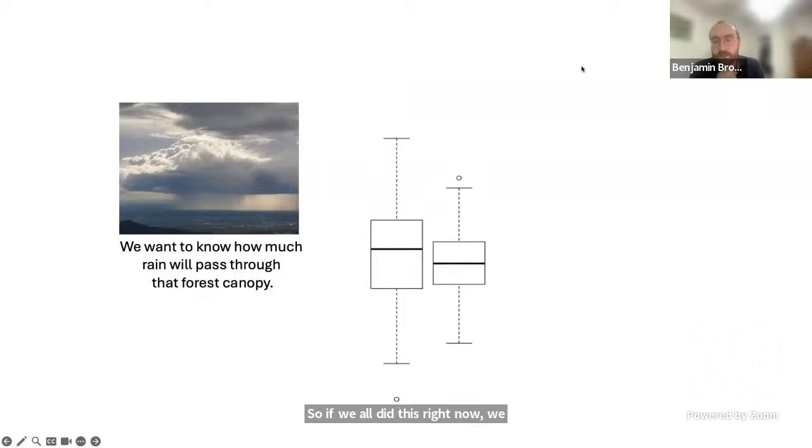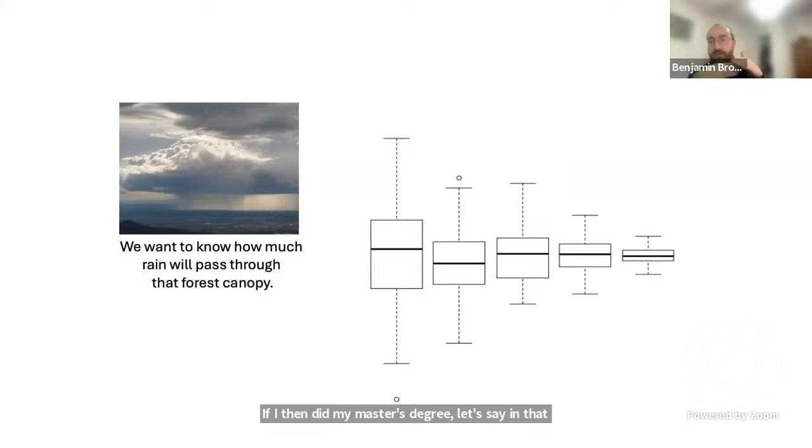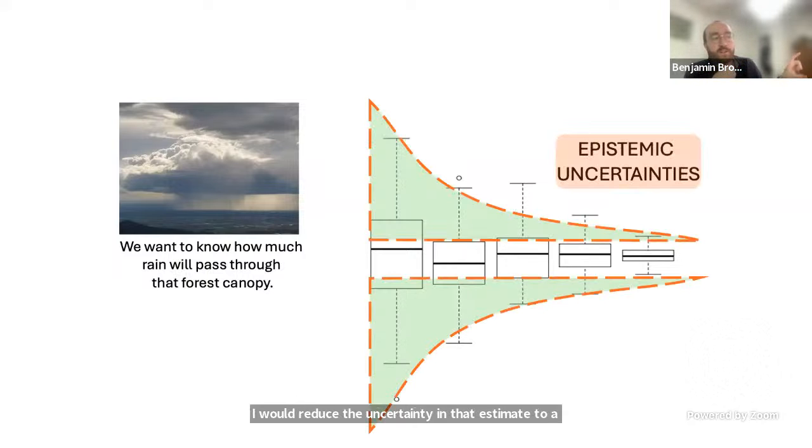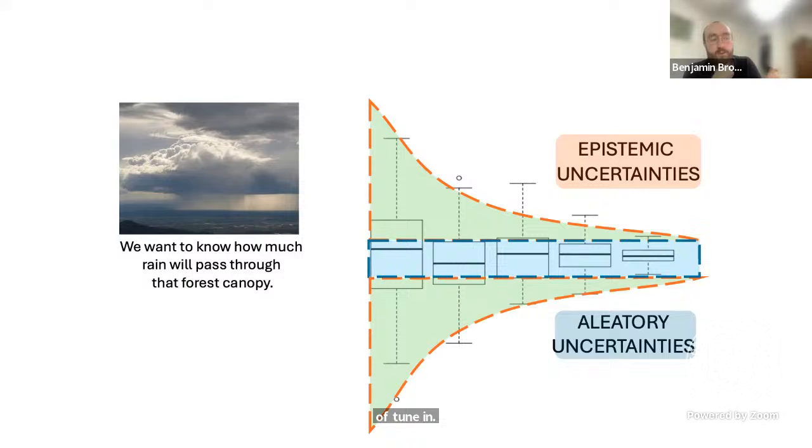If I spent all summer studying this particular forest and gathering all the data that exists, at the end of the summer, I would have a better estimate of what that rainfall would be per year. If I then did my master's degree, let's say, in that forest, and then went on to do a PhD and spent my whole career studying this one forest, I would reduce the uncertainty in that estimate to a pretty fine point. But the important thing is the stuff that I've reduced are all those epistemic uncertainties, the ones you can control and can do better at to kind of tune in. In the middle, there's going to be this set of aleatory uncertainties, that chaos in there, and the surprises that are largely going to be irreducible.